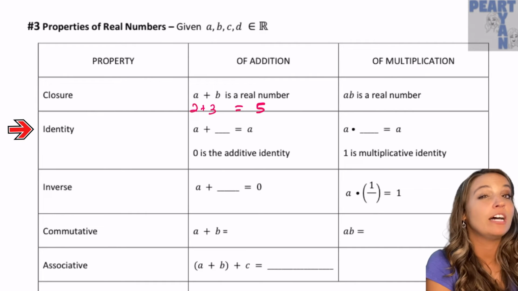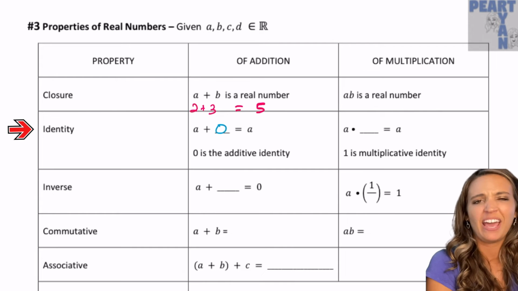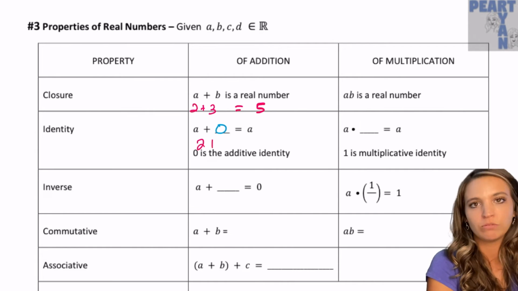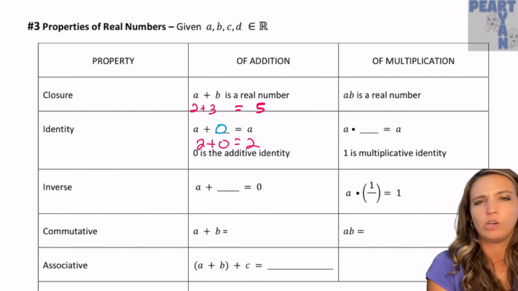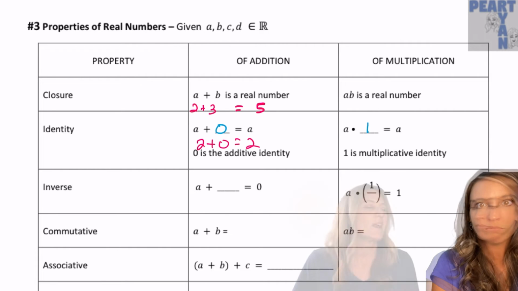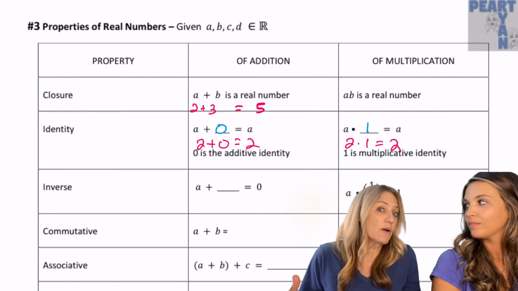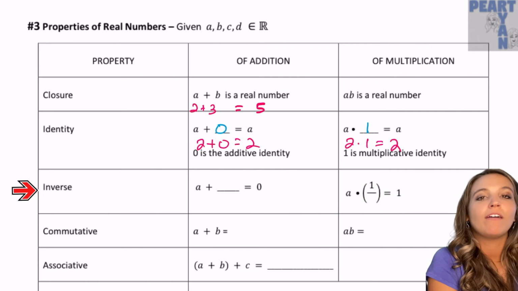Likewise, for multiplication, A times B is also a real number. Identity property of addition. A plus what equals A? Well, A plus 0 equals A. So if A were 2, 2 plus 0 equals 2. That's true. Identity property of multiplication. A times what equals A? Well, A times 1 equals A, just like 2 times 1 equals 2. Identity property, I think about it like, what do you do to get back what you started with? What's your identity?